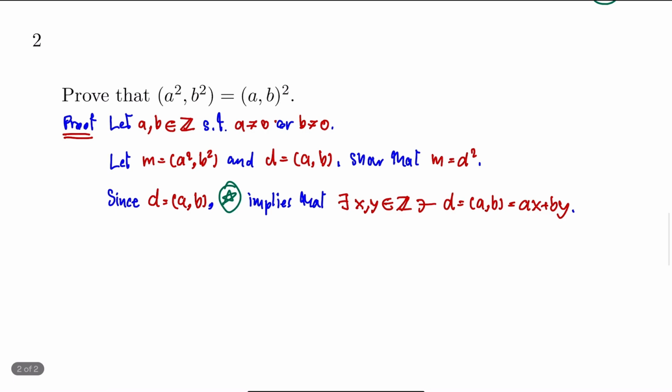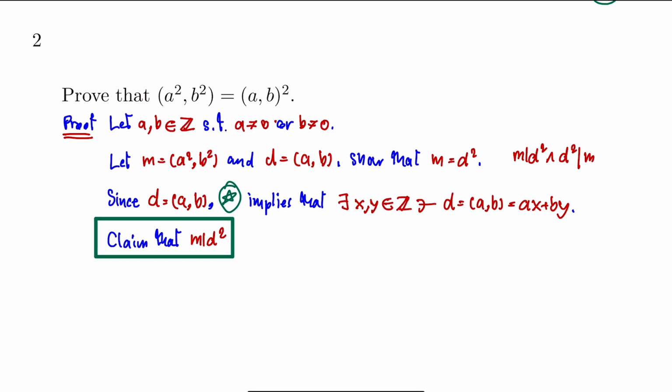So I want to show that m equals d square. I will first try to claim that m divides d square. If I want to start with this, I have to show that m divides d square and d square divides m. Now let's prove this claim, the claim that m divides d square.